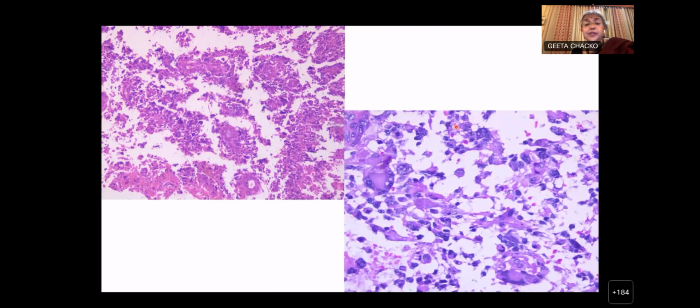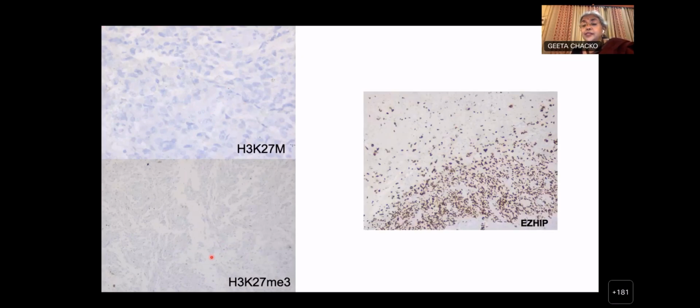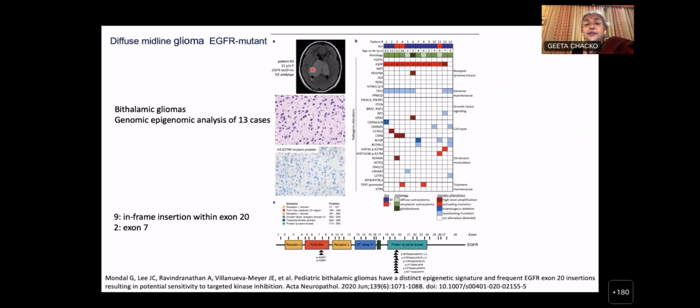Now, here's an example of a tumor which is high grade with a lot of bizarre forms. H3 K27 mutation is immunonegative. This is a highly specific marker for the mutation, but there is a trimethylation loss. Right. And there is EZHIP overexpression in this case. Right. EZHIP protein is positive. So this is a diffuse midline H3 K27 altered tumor. Okay. Now, they also found that in tumors that occur in both thalami like this, when they did a genomic analysis, they found that they had EGFR alterations, either an in-frame insertion in exon 20 or a mutation at exon 7.